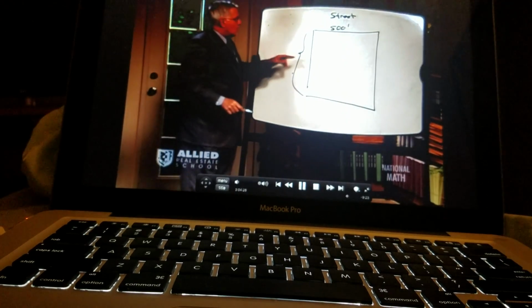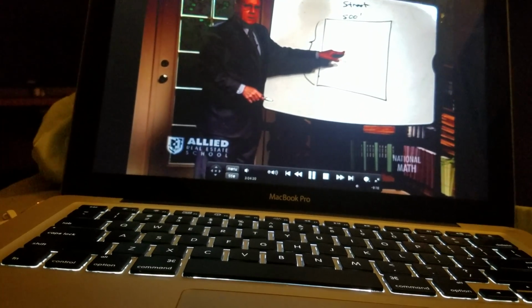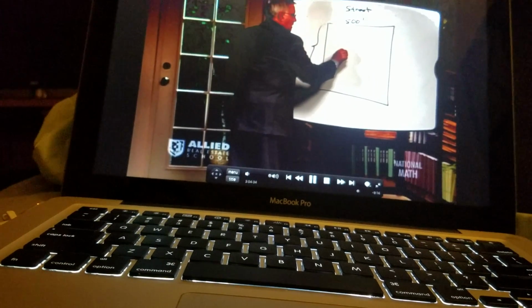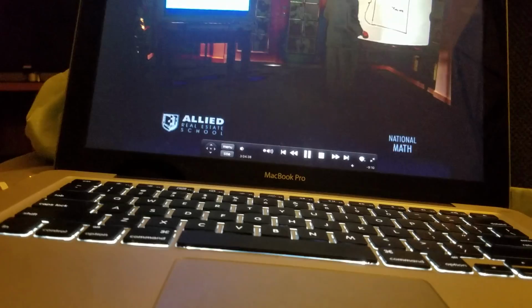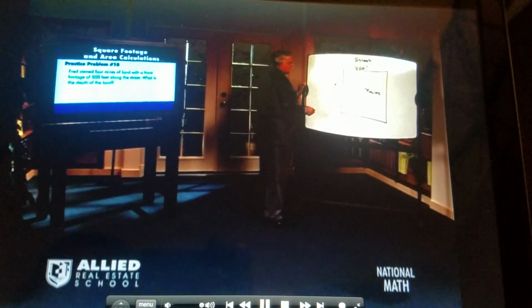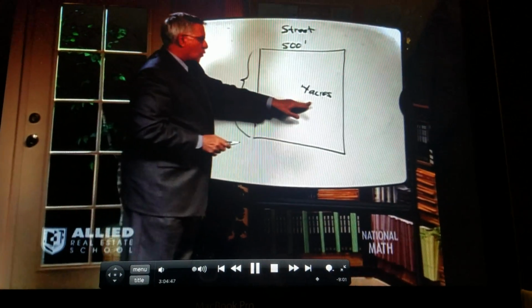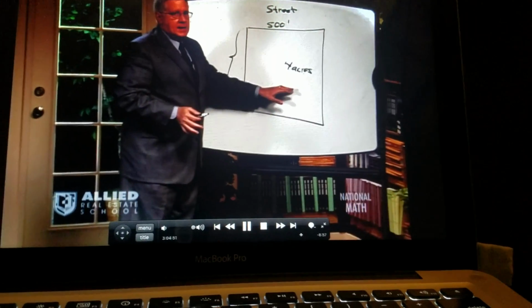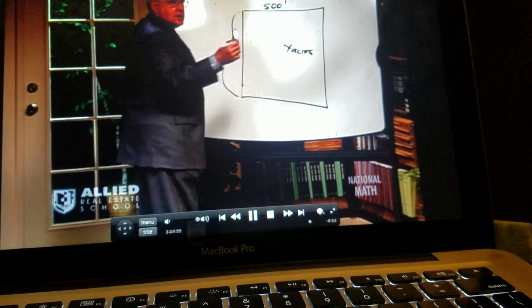Well, we know that the length times the width is going to equal the area. And so it's got to give us the area, doesn't it? In this case, it gives us what? 4 acres. So can we divide 4 acres by 500 feet? In other words, if we take 500 feet and divide it into the 4 acres, it doesn't work, does it? Because here we've got feet, here we've got acres. So what do we have to do with this? We have to convert this 4 acres into feet.